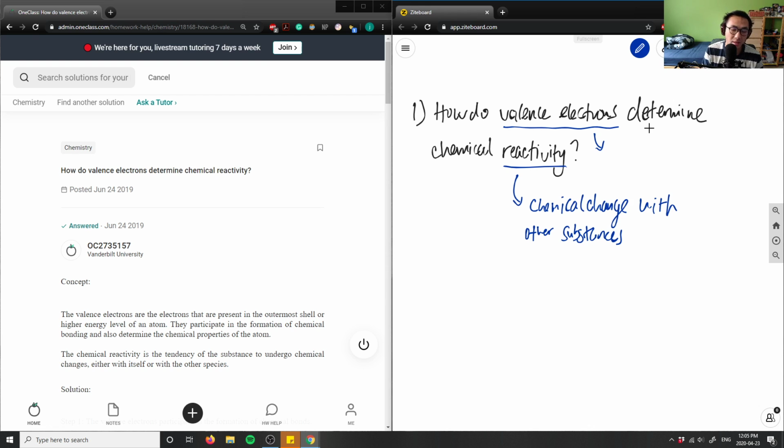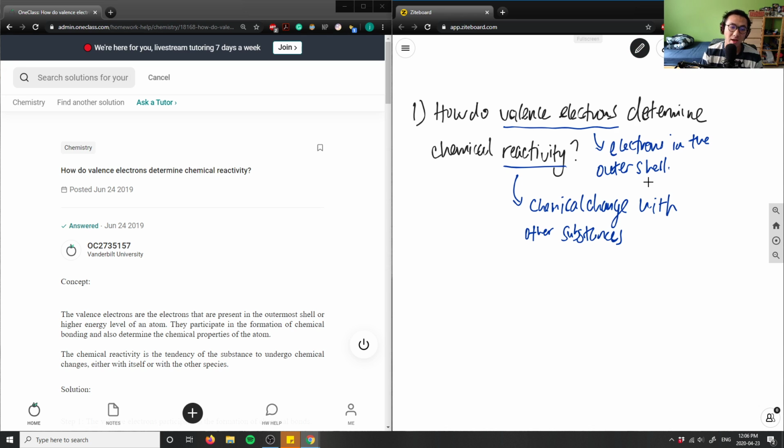And then for valence electrons, remember, they're in the highest energy level of the atom. So they're the electrons in the outer shell. If you think back to the Bohr-Rutherford diagrams we've been doing throughout grade 9 and 10, the electrons on the outer shell are called the valence electrons. So with that being said, how do valence electrons determine chemical reactivity?